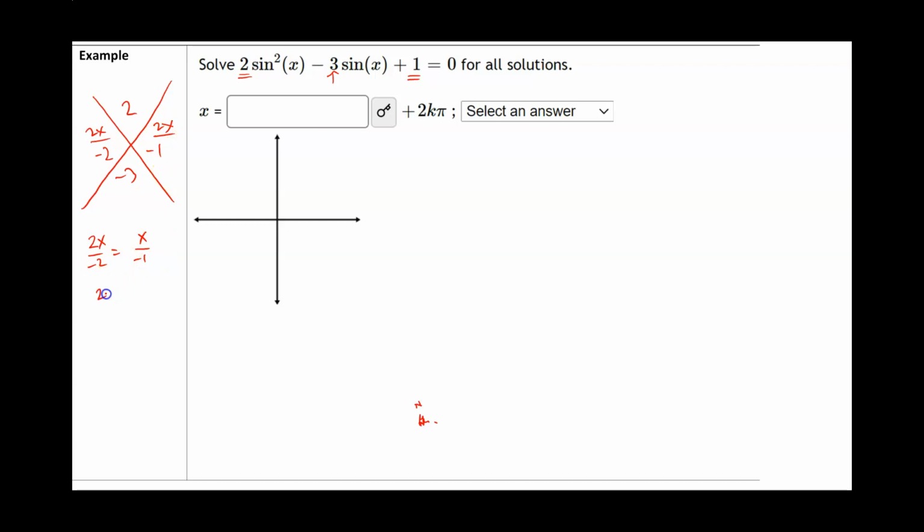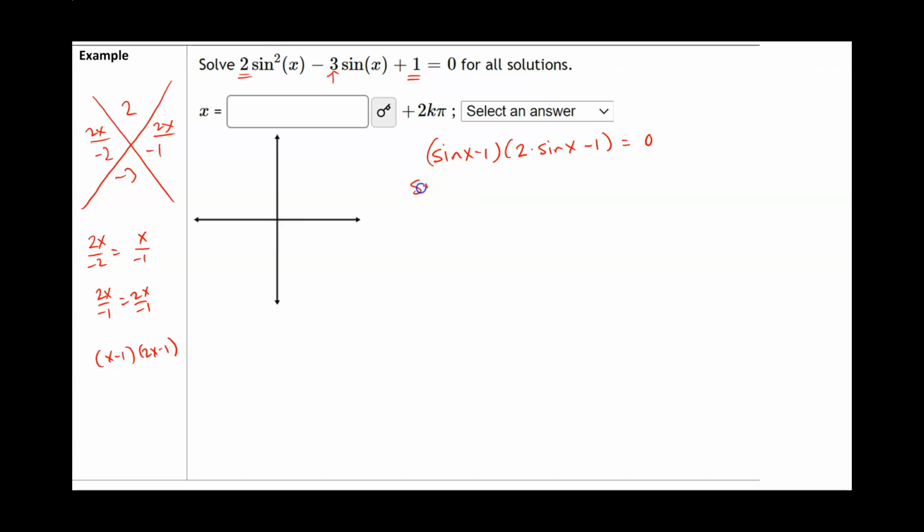And then I have 2x minus 1, that can't be reduced. So then these both fall over. So when this falls over, it becomes x minus 1. When this falls over, it becomes 2x minus 1. But because we have a sine, instead of saying x minus 1 and 2x minus 1, we're going to say sine of x minus 1 and 2 times sine of x minus 1 equals 0.